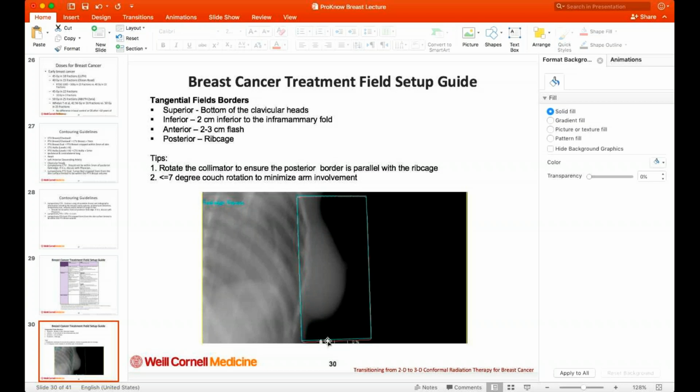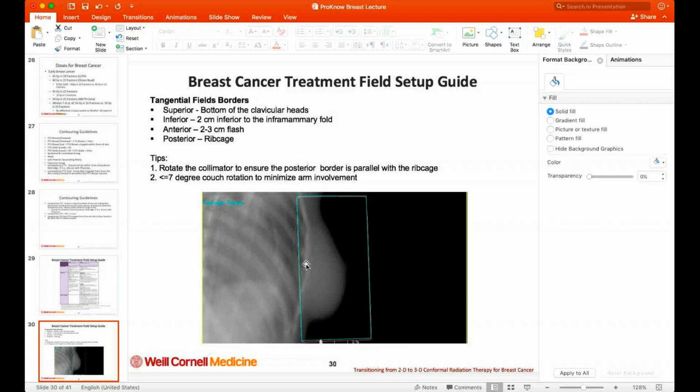And sometimes, if your border is, say, right here, if it swells, you have to go and create a whole new plan. Whereas giving some flash allows you to make sure that you're dosing the breast properly, and also allows for some swelling on treatment. Anteriorly, you also want to make sure you're giving a flash of 2 to 3 centimeters. And the posterior edge is usually the rib cage.